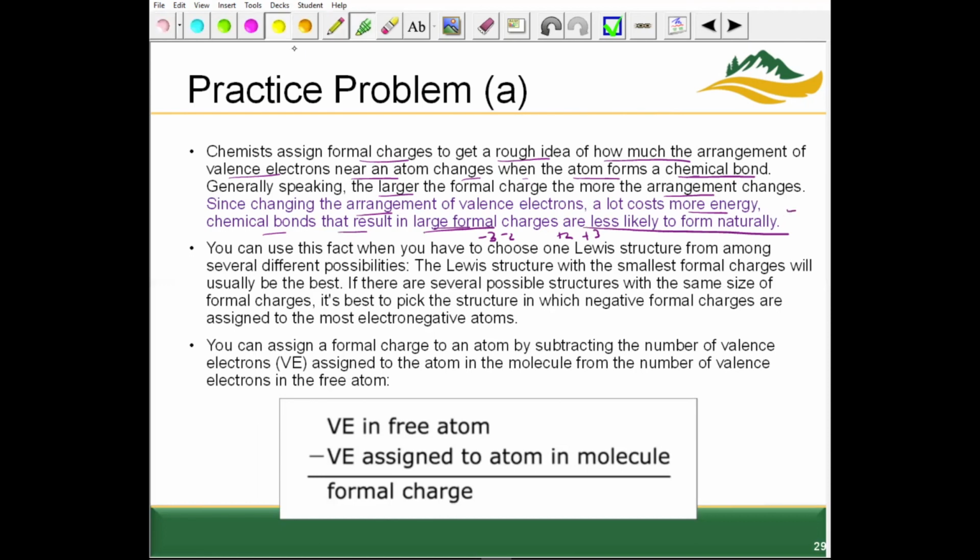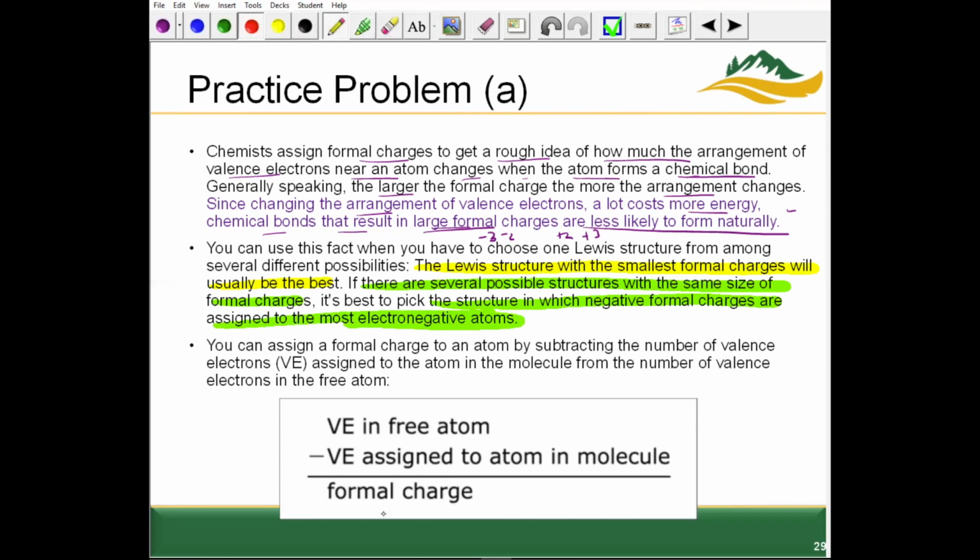So with that information, the Lewis structure with the smallest formal charges will usually be the best. Then this trickier but important guideline: if there are several possible structures with the same size of formal charges, it's best to pick the structure in which the negative formal charges are assigned to the most electronegative atoms.